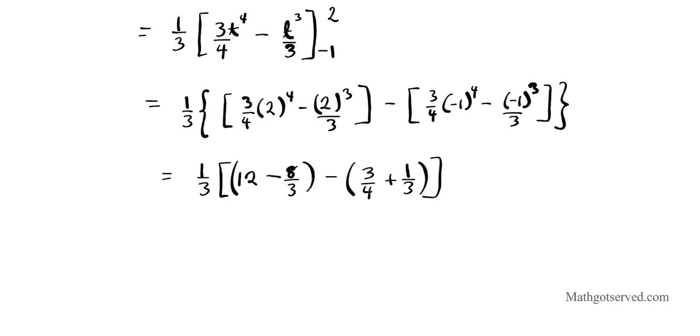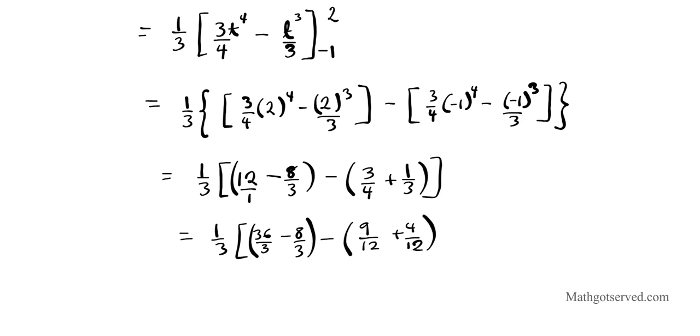Okay? All right, let's go ahead and simplify this further. We can find the LCD, put this over 1. We'll have 1/3 times, and this becomes, if I multiply this by 3 top and bottom, 36 over 3 minus 8 over 3 over here. And on the right side, minus, multiplying this by 3 top and bottom, and this 4 top and bottom, we have 9 over 12 plus 4 over 12. A lot of arithmetic here, basic fraction procedures.